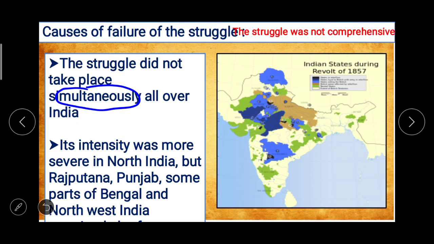इसी की वजह से ये जो स्ट्रगल ऑफ 1857 है फेल हुआ. Its intensity was more severe in North India, but Rajputana, पंजाब and some parts of Bengal and north west India remained aloof. इन सब चीज़ों से वो दूर रहे.